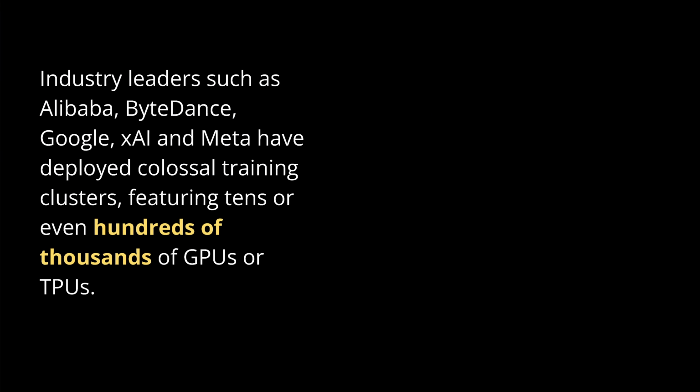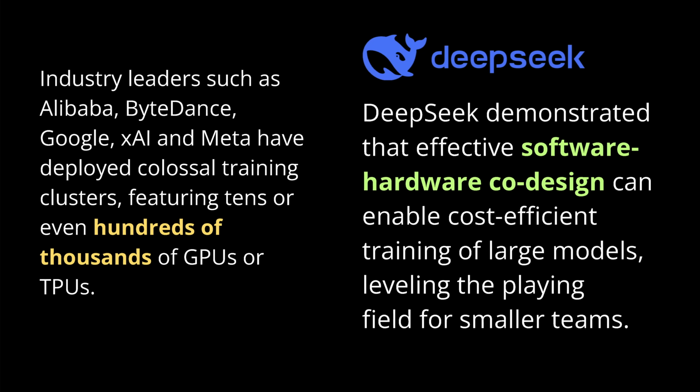And you know, a lot of people said, no, it is impossible that DeepSeek could do this, because all the other companies from Google, XAI, Meta, Microsoft, OpenAI, they need hundreds of thousands of GPUs or TPUs, or maybe even more. So it is impossible that such a small startup could do this. And I think DeepSeek beautifully demonstrates now with this new paper that it is possible if you have an effective software-hardware co-design that can enable cost-efficient training of large models, leveling the playing field even for smaller teams. You don't have to be huge, you just have to be smarter.